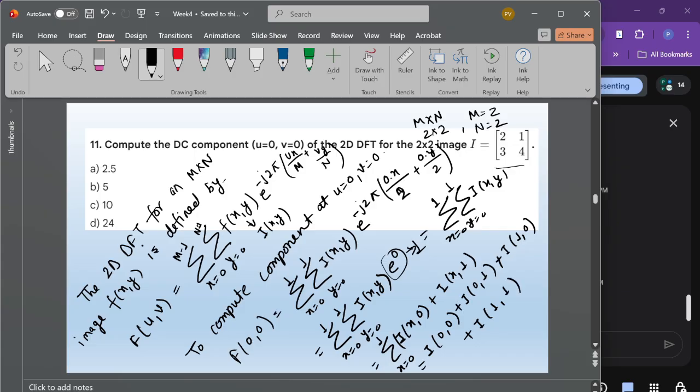So these are the I 0, 0, 0, 1, 1, 0, 1, 1 values, right? It is just a simple addition of all the matrix components. So 2 plus 1 plus 3 plus 4. Overall if you add, you will get 10. Okay, 10. So it is related to option C. So option C is the correct answer for this question.